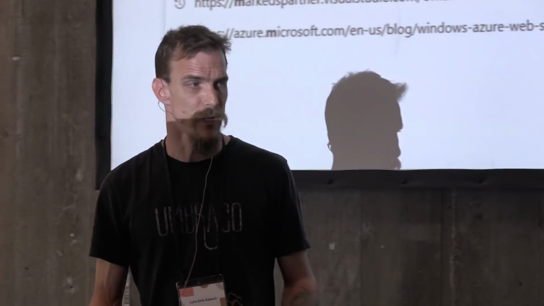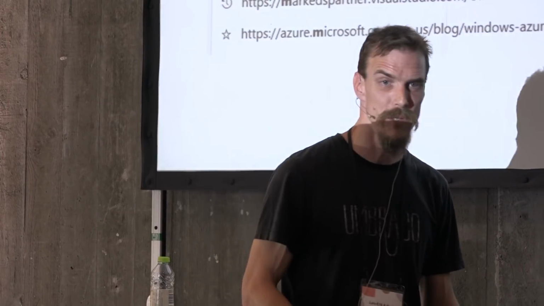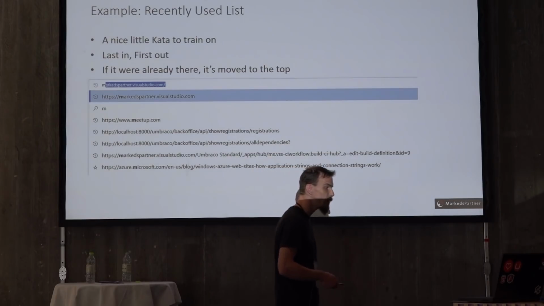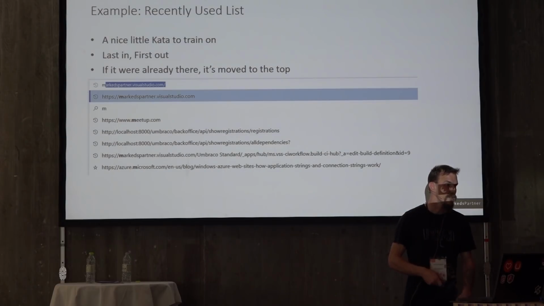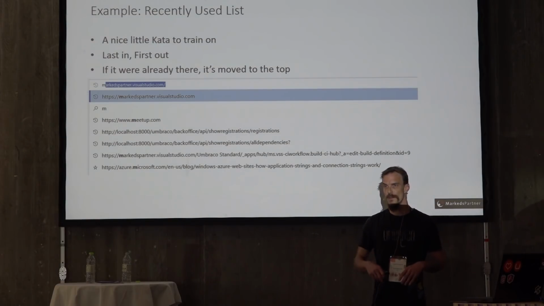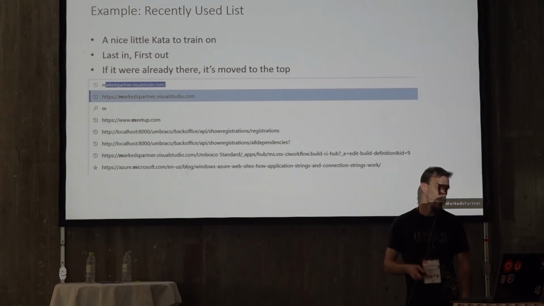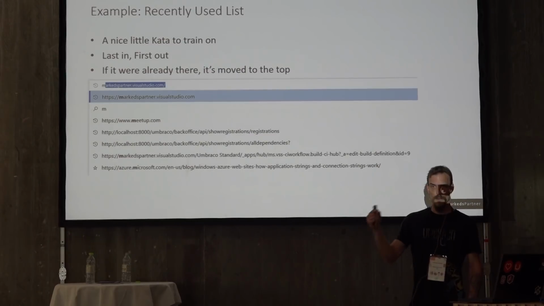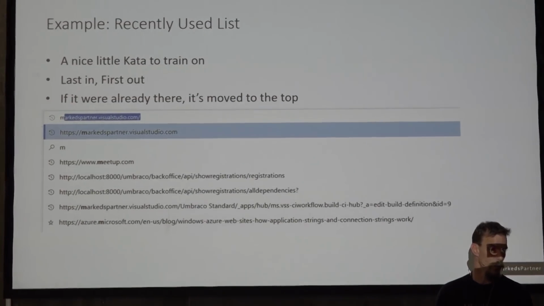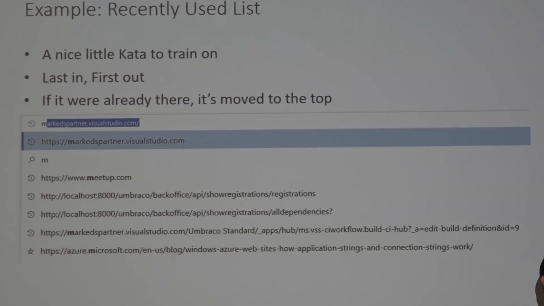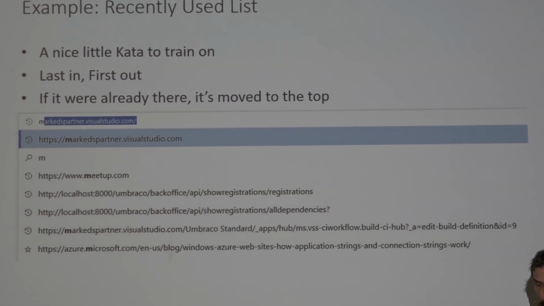So to explain a few scenarios here and a bit of the history of unit testing, I've made a little example of a recently used list. It's kind of what pops down in your browser when you start typing there. It remembers where you were last. And you can set it to a size. And the point is the last one to go in is on the top, so it's the first one you find on the top. But if it was already there in the list, it's just moved to the top.